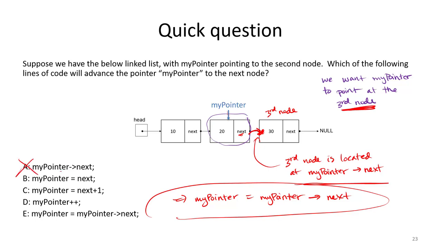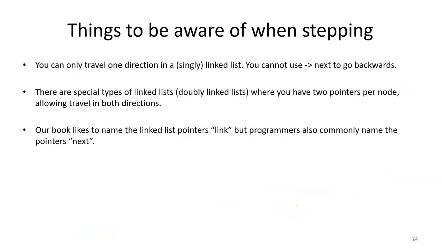Notice choice A is not correct because that's simply going to return the memory address of my pointer arrow next. This is not going to update my pointer. If we want to update the memory address where my pointer points, we have to use the assignment operator to assign it the value of my pointer arrow next's memory address. So therefore, in order to step through a linked list, we can use that arrow next in order to step through node by node in a linked list.